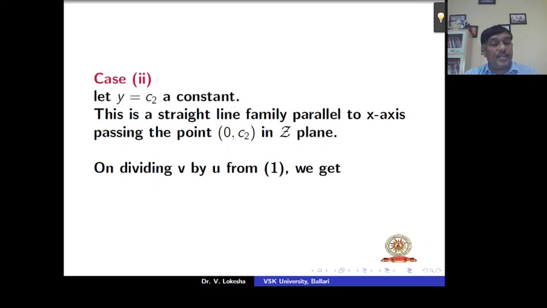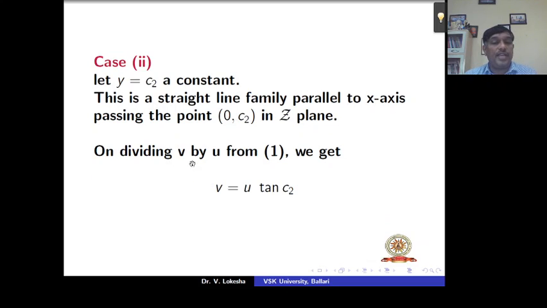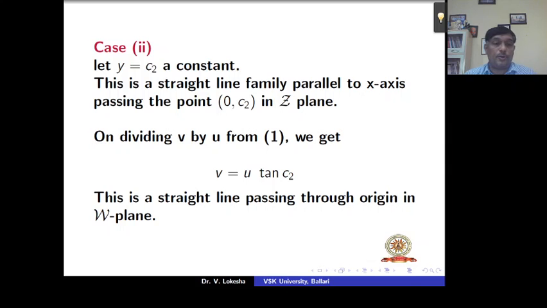Now, after simplification and rearrangement, v is equal to u into tan c2, that is, y is equal to c2. You substitute. This is a straight line passing through the origin in the w plane. In general we can write it as y is equal to mx, where m is the slope. Here tan c2 is the slope, and in place of x and y we are using u and v.